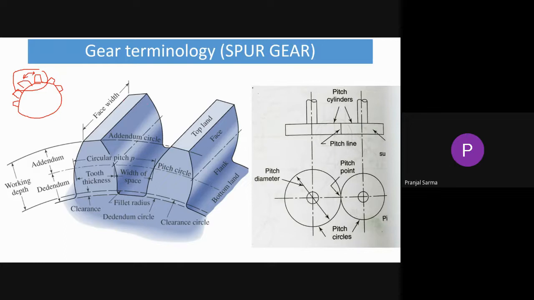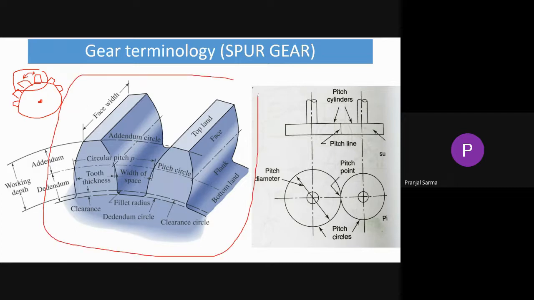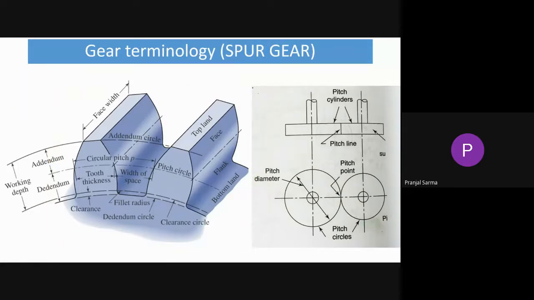That's why, whenever in an exam question someone asks you to show the different gear terminologies, you need not draw a diagram showing all the teeth, but just draw two adjacent teeth, not this and that one, but any two consecutive teeth, in a kind of 3D profile. With respect to that we'll show the different terminologies involved. Now we'll see what the different terminologies are.